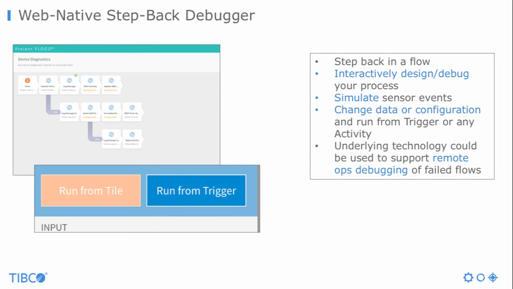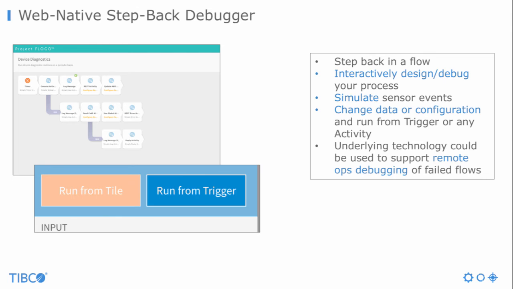So the web step debugger, that's really one cool thing. So it's here, as I said, web native, that's important. So really you never go away from your web IDE, from your development IDE. It's a little bit like you do debugging in an IDE like Eclipse on your operating system, but it's really just in the web IDE and all in memory with the state services and so on. And you can interactively design and debug your flow, and also leverage this for simulating sensor events and for changing data or configuration without rebuilding or restarting the flow.